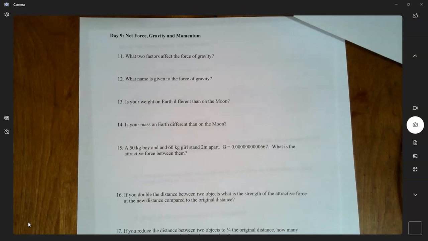What name is given to the force of gravity? That's weight. So I'd like a complete sentence answer. Weight, because that's how you remember the answer rather than just a one-word answer. So weight is the name given to the force of gravity.